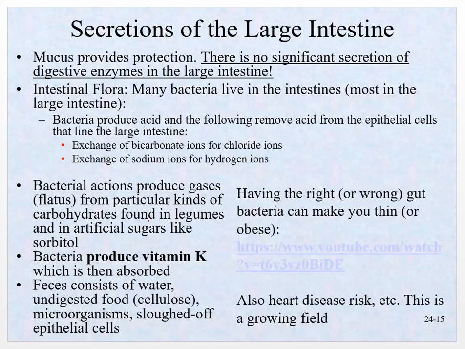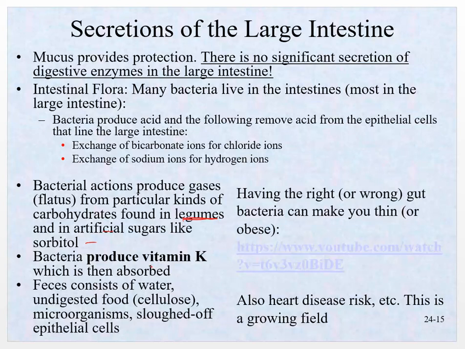Bacteria produce gases from particular kinds of carbohydrates found in legumes. So that's a big source of it. So eating beans gives you gas. And artificial sugars like sorbitol, if you have a lot of those, are kind of there too. Bacteria produce vitamin K, which is then absorbed. B12 is another one that's made by bacteria. It's usually found in meat products, but it's really from bacteria that make it.